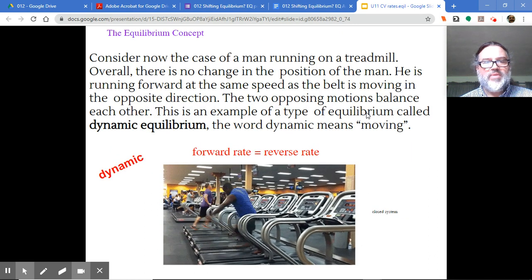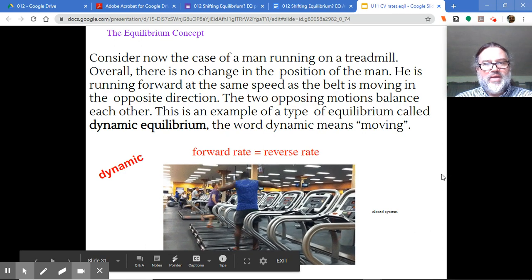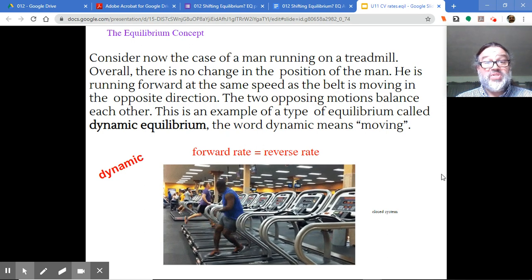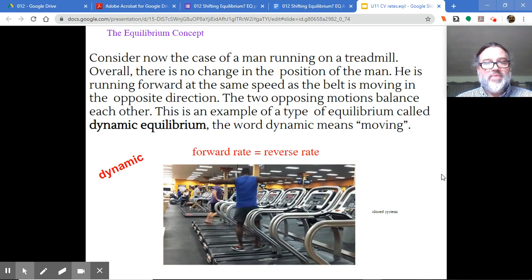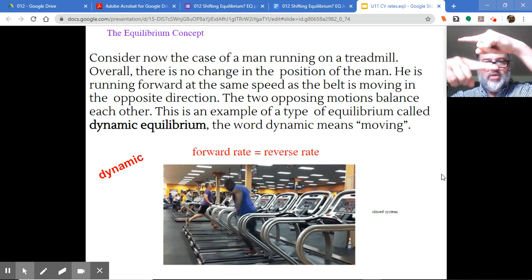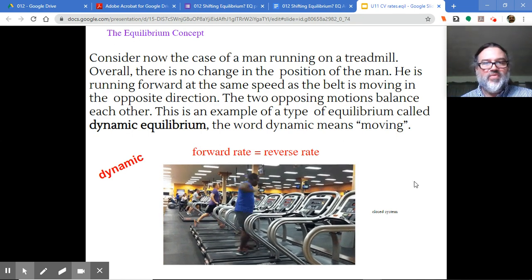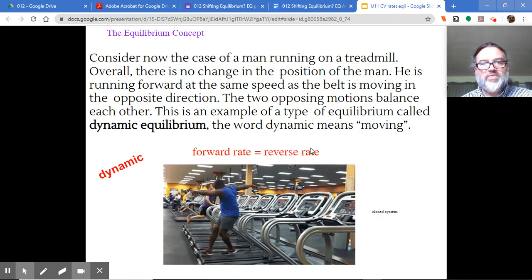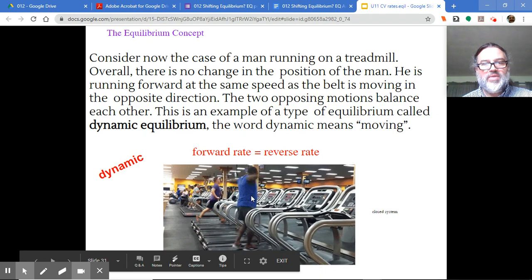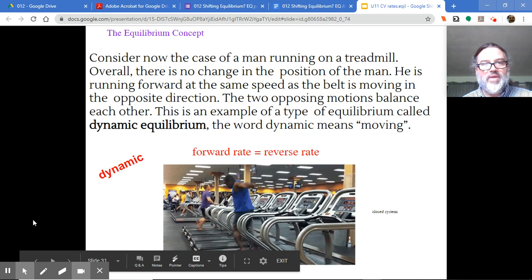It's a dynamic equilibrium. I love this guy. Look at him doing that. If you're running on a treadmill, he really doesn't change position. He kind of stays in the same spot because he's moving one direction and the belt is moving the other direction. Those opposite directions have equal rates. The forward rate equals the reverse rate. So in essence, his positioning is right about here the whole time, even though he's moving dynamically this way and the belt's moving dynamically that way.